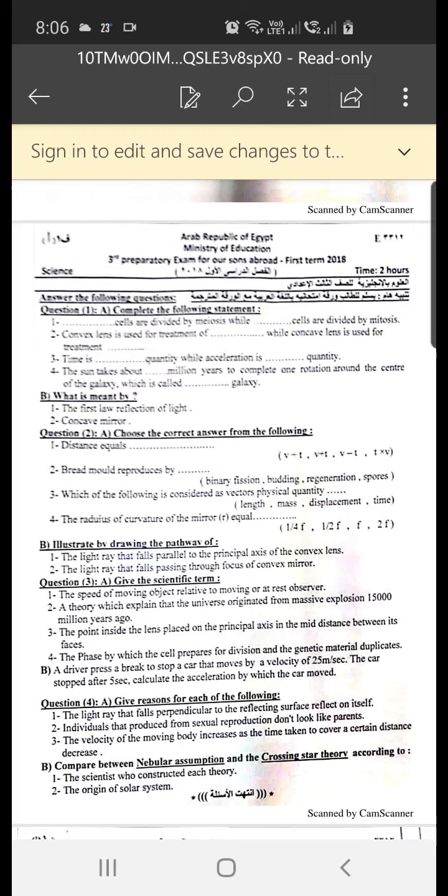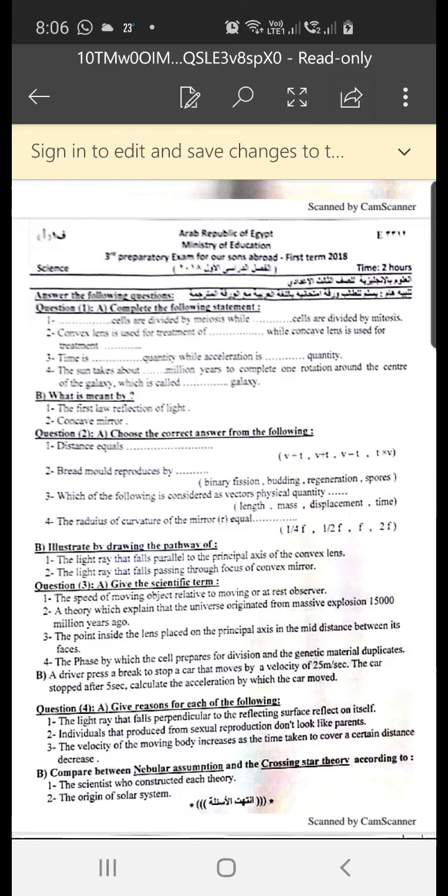Number 2, convex lens is used for treatment of long-sighted, while concave lens is used for treatment of short-sighted.